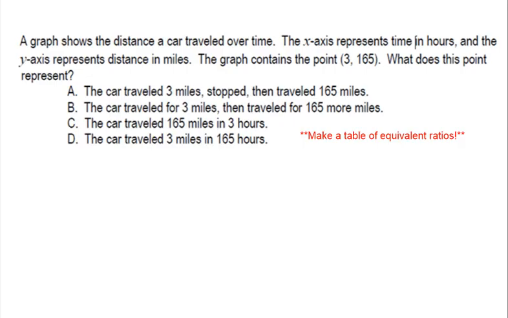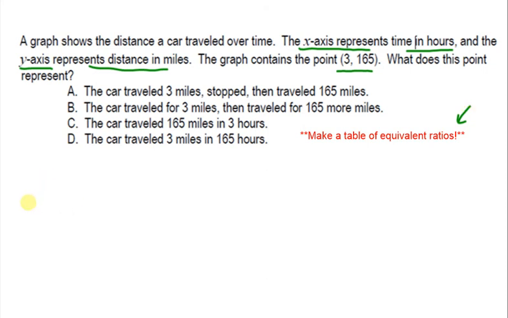Okay, 2 last questions and then we're done with this lesson. So remember, equivalent ratios, they cover a lot of different pieces of data. So a graph shows the distance that a car traveled over time. The x-axis represents the time in hours and the y-axis represents the distance in miles. The graph contains the point 3, 165. What does this point mean? I have a hint here that you can make yourself a table. However, you can also make yourself a coordinate plane.